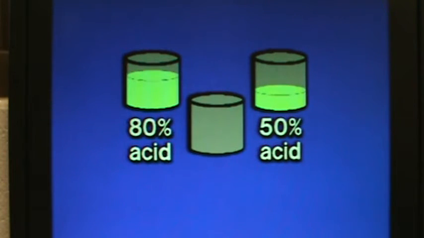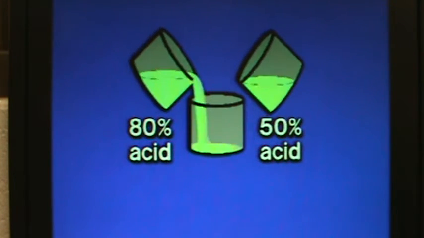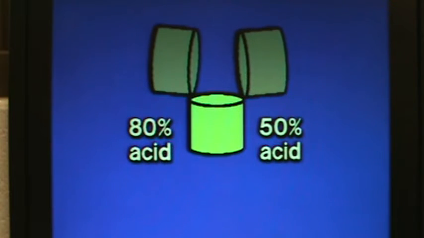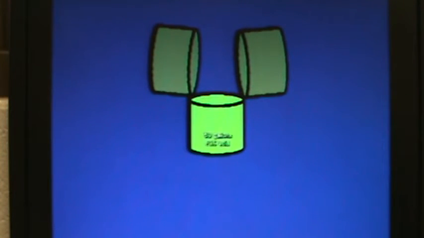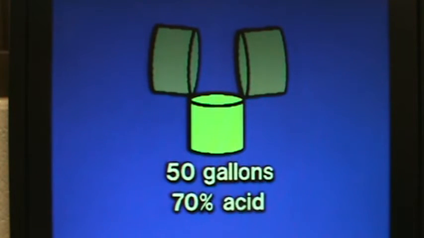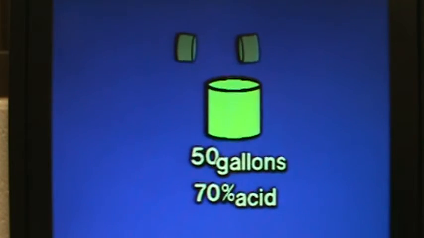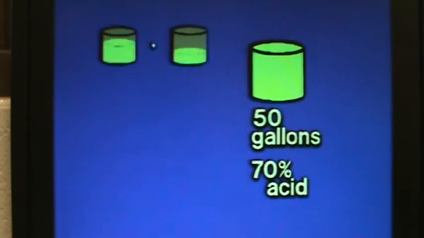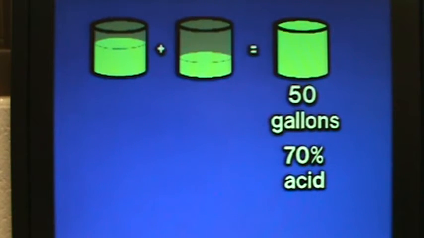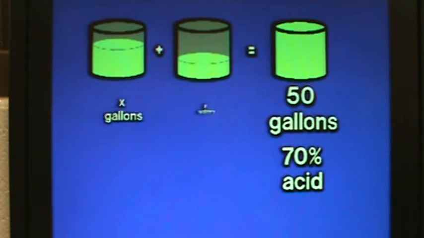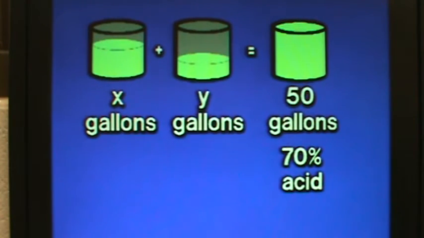Now imagine here, we have some 80% acid and some 50% acid. We don't know how much, but we do know that when they're mixed together, we get 50 gallons of 70% acid. Now, think of this in an equation format. You see, simply let x stand for the number of gallons of one liquid and y the number of gallons in the other liquid. And now we can build our equation.